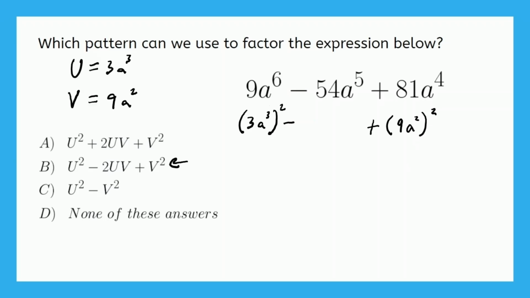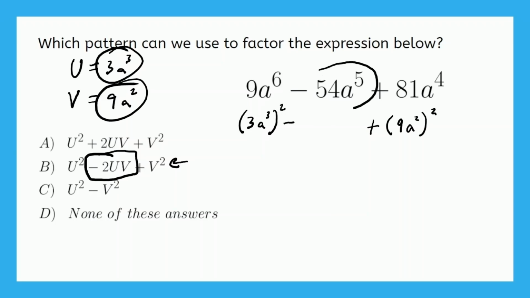Now the pattern that we're hoping is the answer involves this middle term right here, minus 2uv. So we're hoping that 2 times u times v will give us 54a to the 5th. If that's the case, then we know that B is the answer.